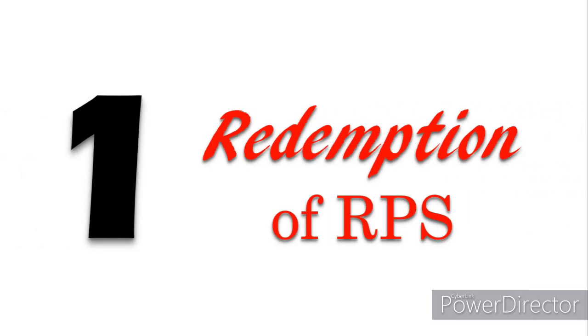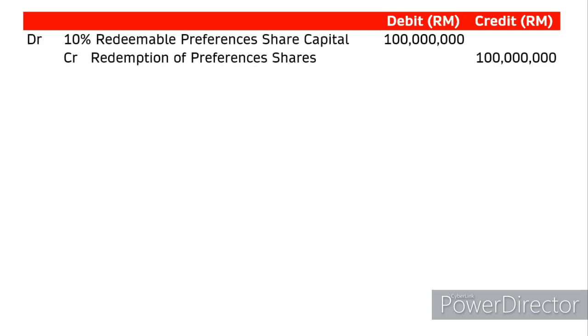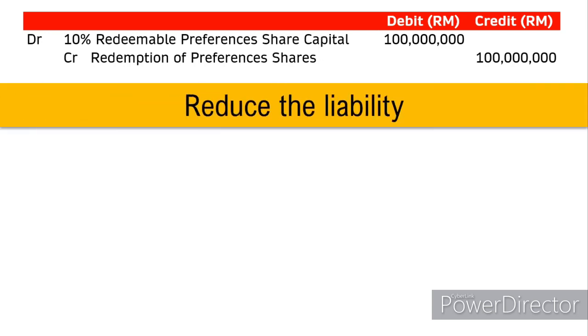So let's start with number one, the redemption of redeemable preference shares. You need to prepare the journal entry. So number one, debit 10% redeemable preference share and credit redemption of preference shares. Redemption of preference share is the temporary account. So this transaction is to reduce the liability of the company.